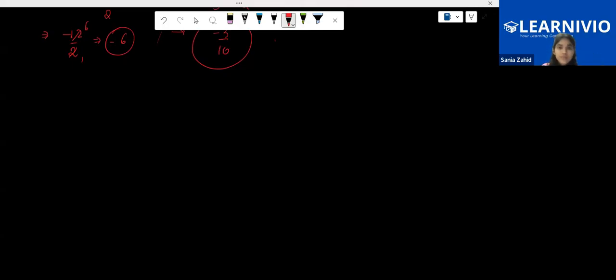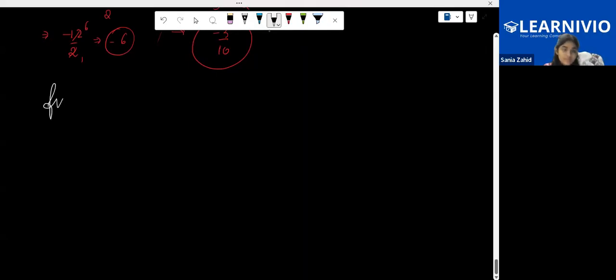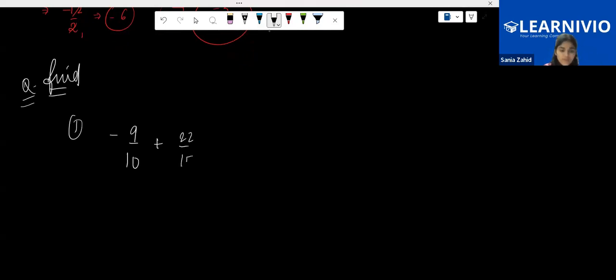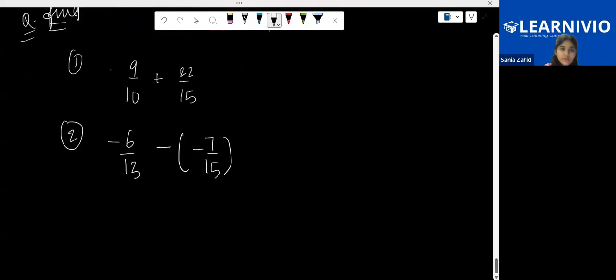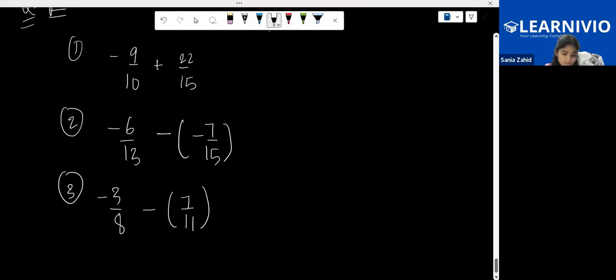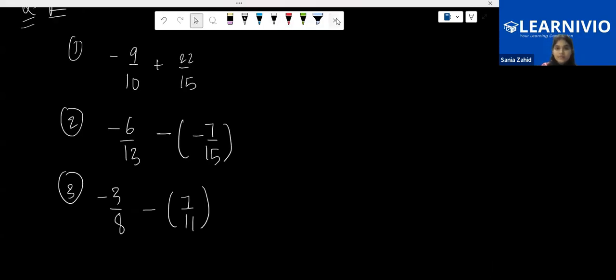Okay, so please note down, you have to find the value of the following, okay? So again, the first one is addition. First is minus 9 by 10 plus 22 by 15. The second one is minus 6 by 13 minus 7 by 15. Then third is minus 3 by 8 minus 7 by 11. Okay. Do this. Complete the answers and tell me.